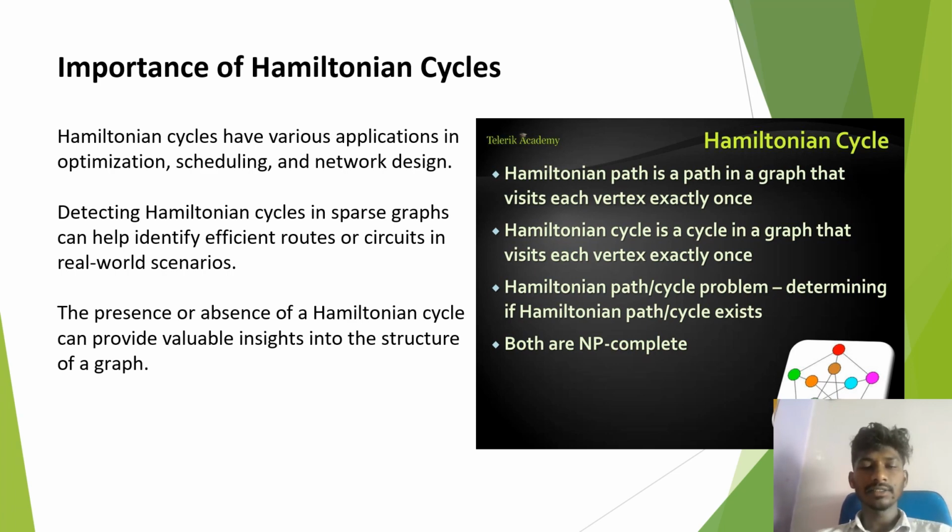Importance of Hamiltonian cycles. A Hamiltonian path is a path in a graph that visits each vertex exactly once. A Hamiltonian cycle is a cycle in a graph that visits each vertex exactly once. The Hamiltonian path or cycle problem is determining if a Hamiltonian path or cycle exists. Hamiltonian cycles have various applications in optimization, scheduling, and network design. Detecting Hamiltonian cycles in sparse graphs can help identify efficient routes or circuits in real-world scenarios. The presence or absence of a Hamiltonian cycle can provide valuable insights into the structure of a graph.